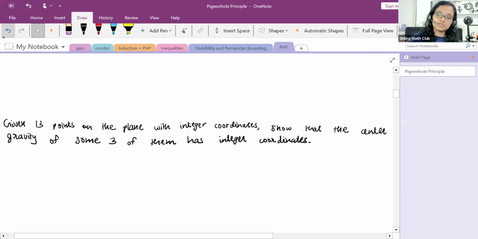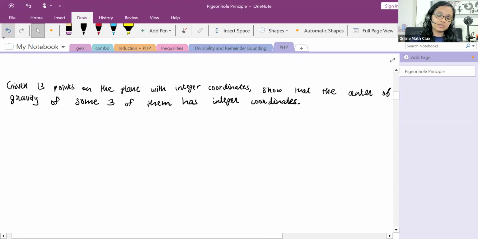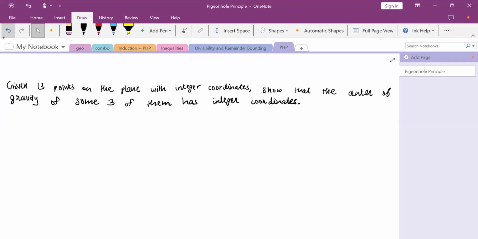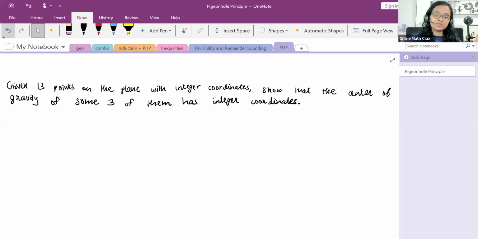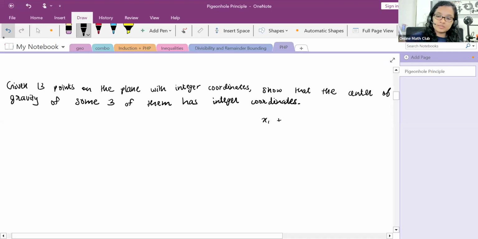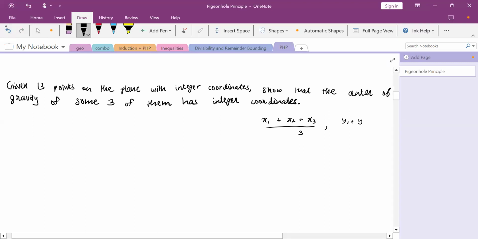Now we'll do a similar kind of problem, which is: given 13 points with integer coordinates, show that the center of gravity of some 3 of them has integer coordinates. So for center of gravity, we're just taking the 3 points and taking their averages. That's what center of gravity is. It's like the centroid. So given 13 points on the plane, we need to show that the center of gravity of some 3 have integer coordinates. And center of gravity just means basically this. Like you're taking the centroid of 3 points.